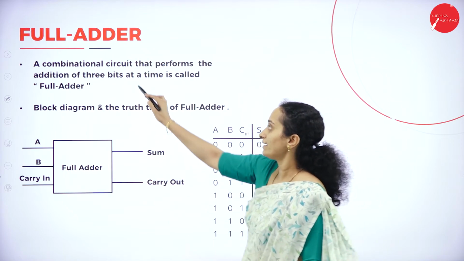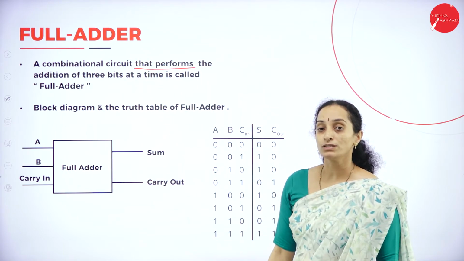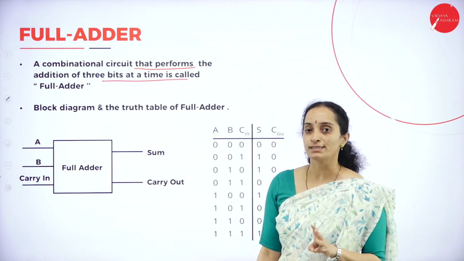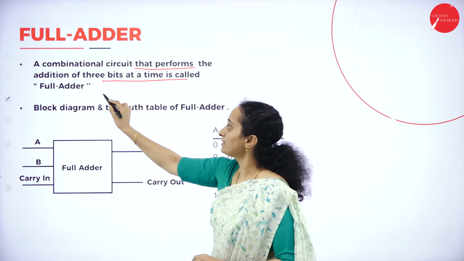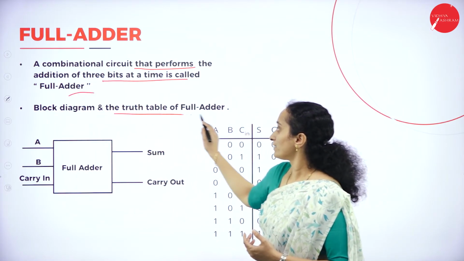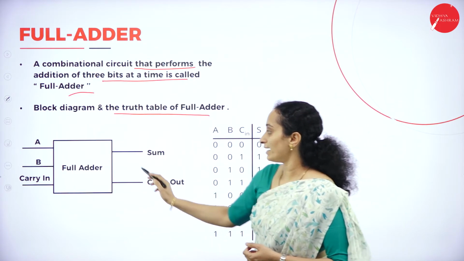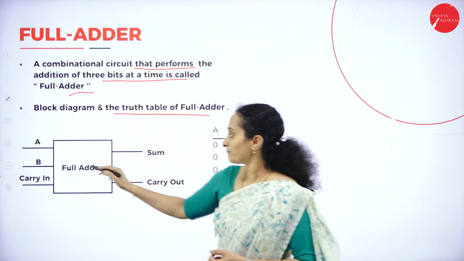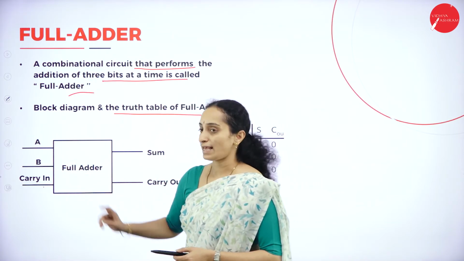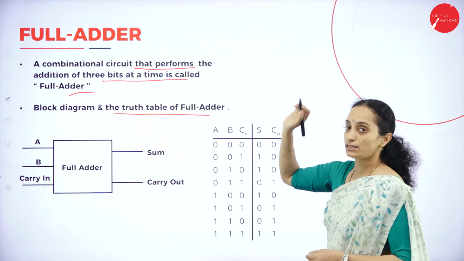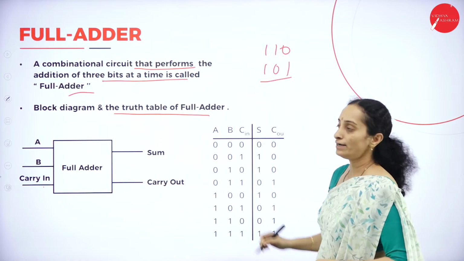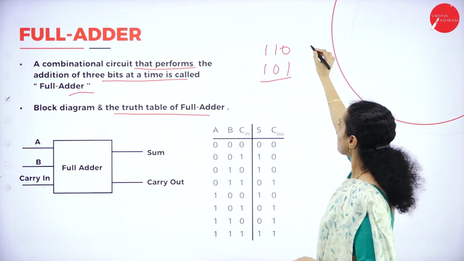What is a full adder? It is a combinational circuit that performs the addition of 3 bits instead of 2 bits. We are using the combination of 3 bits, which is called the full adder. The block diagram and truth table of the full adder are given here. We have the full adder with A and B. We are taking carry in. Why is it carrying? Suppose you are using three inputs, say 110, 101.